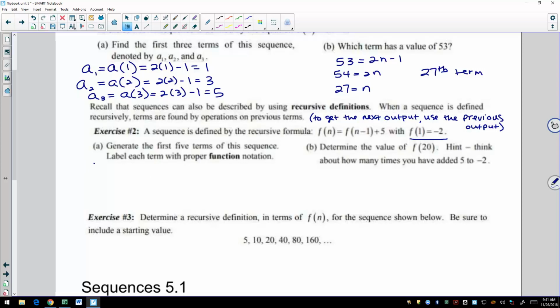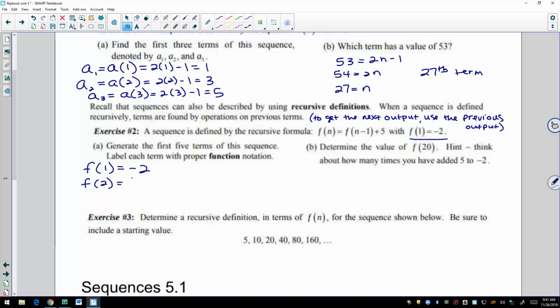So they already gave us the first one. F of 1, the first term, was -2. So I already have the first one. So now to find f of 2, I'm going to do a lot of writing at first just to show you, and then I'm not going to write all of this out every single time.